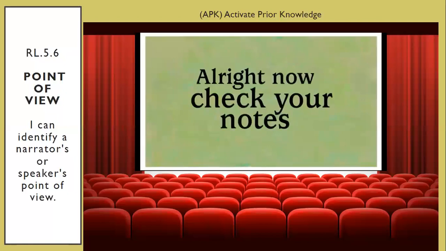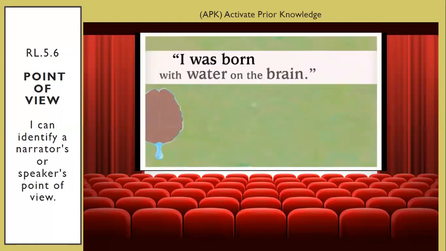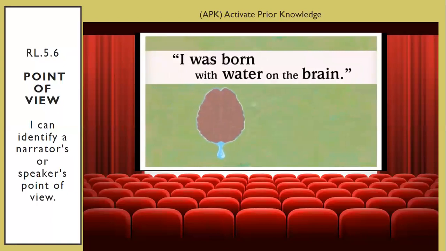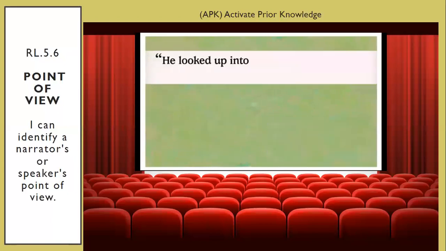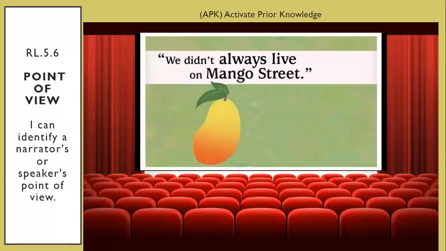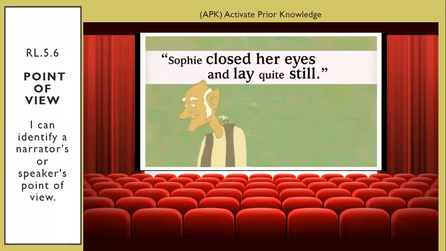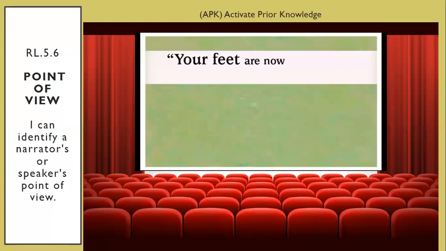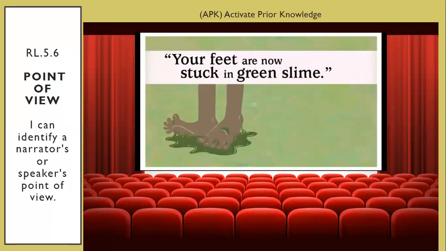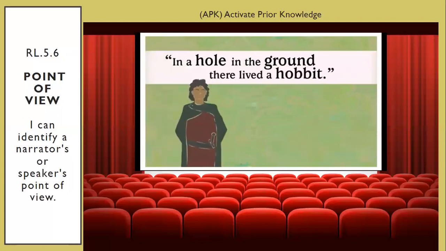All right now, check your notes. Tell me which POV is in each quote. I was born with water on the brain. That's first person. He looked up into Father Wolf's face and laughed. That's third person. We didn't always live on Mango Street. That's first person. Sophie closed her eyes and lay quite still. That's third person. Your feet are now stuck in green slime. That's second person. In a hole in the ground there lived a hobbit.